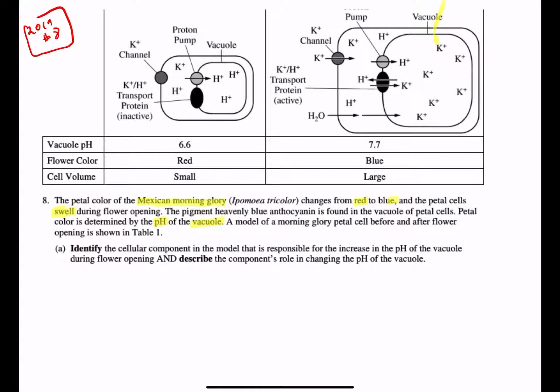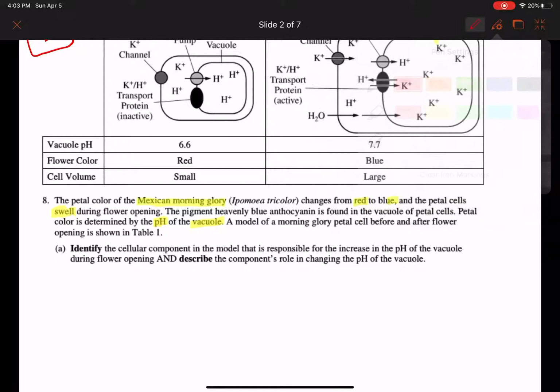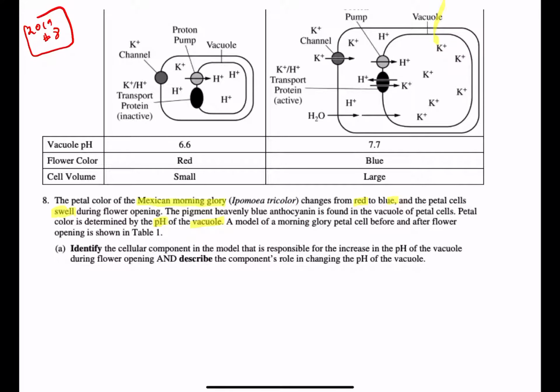A model of a morning glory petal before and after is shown in table 1. So let's take a look at this diagram and see what we can make sense of. Here's the vacuole, and it looks like it has a couple of protons here, and as it progresses, the protons move out, so the H plus ions move out, and there gets to be a buildup of these K plus ions, or potassium ions. So definitely potassium is moving in, and the hydrogen ions, or the protons, are moving out. What else is it showing us?